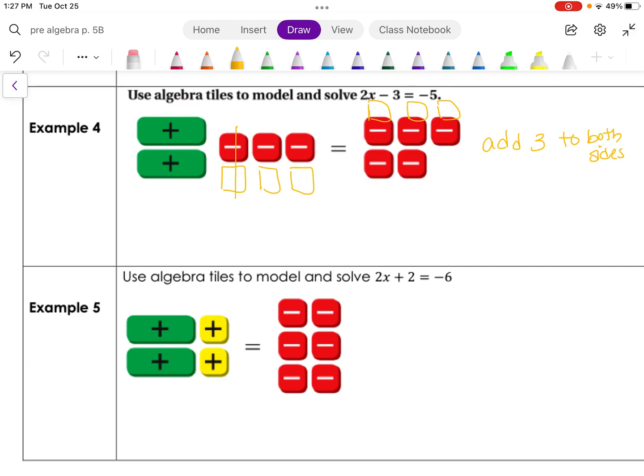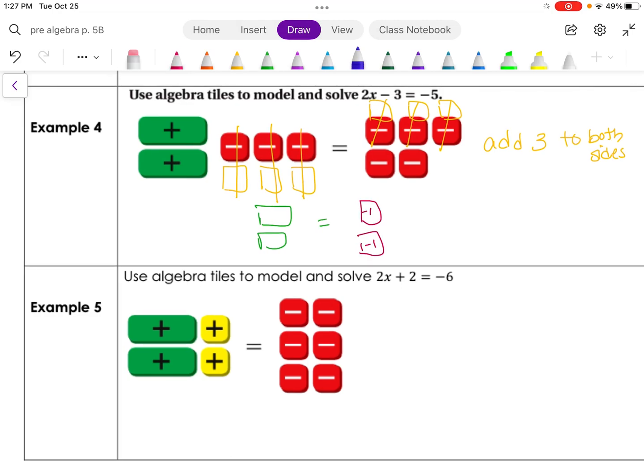And then what happens? Well, 1 and negative 1, 1 and negative 1, 1 and negative 1 cancel each other out. So we're left with 2x's is equal to 2 negatives. Okay, well, then I want to split this, right, into groups of 2 because I've got 2 x's. So if I split this in half, another way to say split in half is to say divide by 2, I see that if 2 x's equals 2 negatives, then 1x equals 1 negative, which means that x equals negative 1 is my answer. That's the x value that would make this equation true.